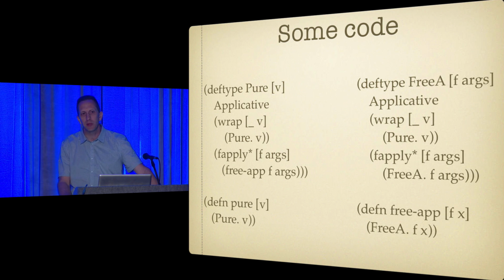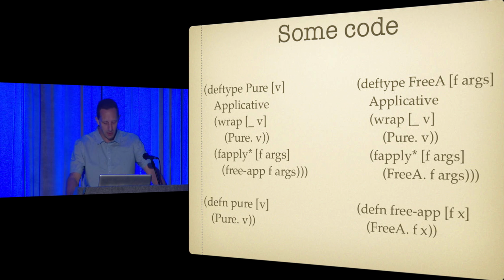Okay, so here's some code. And this is how you implement the free applicative in Clojure. So defrecord is the way Clojure does record types. And so on the left, we're defining the pure record type. It holds one value, v, which can be any value.